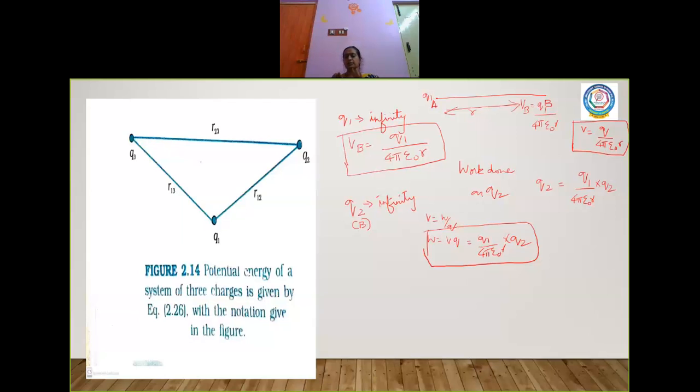Right? Now this will be the same when I first bring the charge Q2 from infinity to B, and then bring the charge Q1 from infinity to A. The same value I will get, whether it is between Q1 and Q2 or between Q2 and Q1. It will be the same. There is no change.